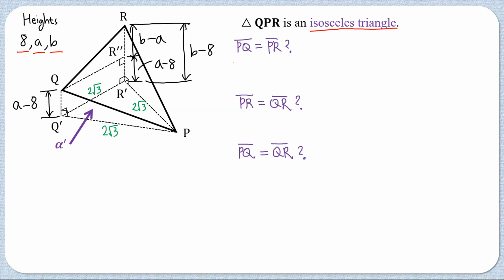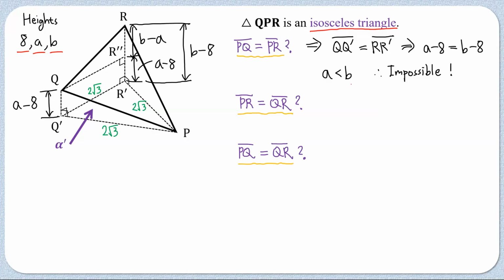This means that at least one of the following is true: PQ equals PR, PR equals QR, or PQ equals QR. If PQ equals PR, this means that QQ' equals RR'. That is, if this length equals this length, then this length equals this length, since we already know that this length equals this length. That is, we have A minus 8 equals B minus 8. However, since B is greater than A, this is impossible.